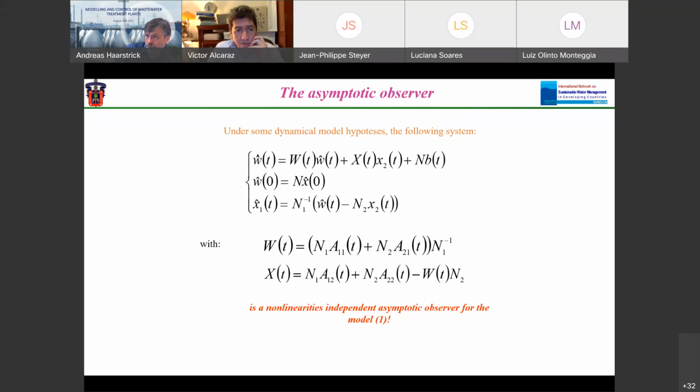And we focus also on the fact that this asymptotic observer is fully kinetics independent. So this is a very interesting feature of this observer that allows us to avoid this uncertainty source. Next, please.